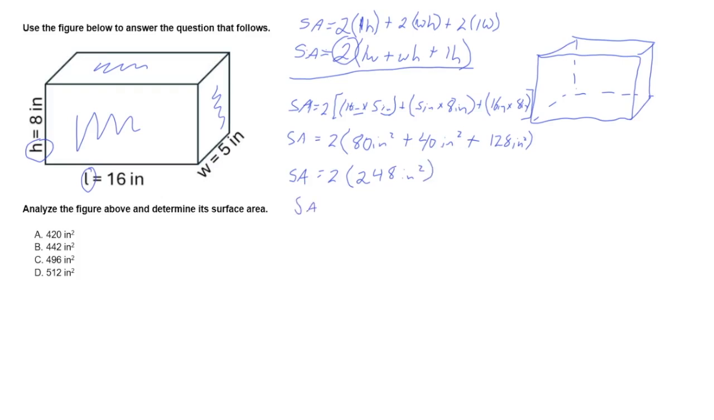So our surface area, 2 times 248 is 496 inches squared. So that's our answer. C, 496 inches squared. Great job.